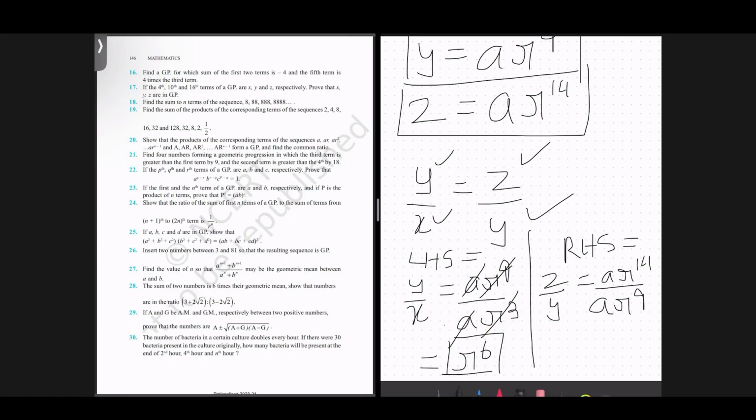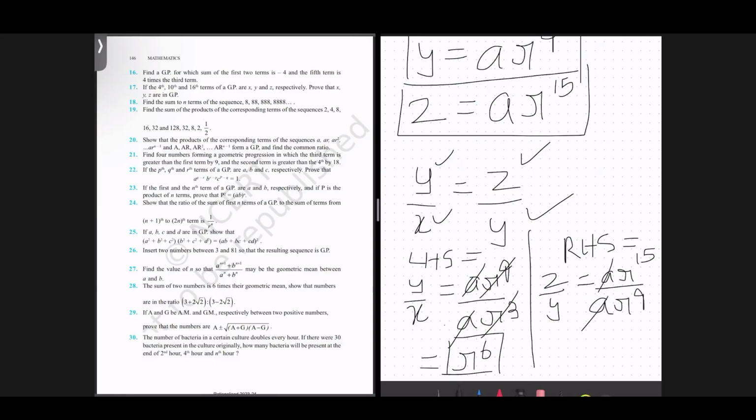Am I doing this correctly? Wait, I might have goofed up some. Okay. Also, sorry. Z is not a r raised to the power 14. It's actually a r raised to the power 15, because we have been told that Z is the 16th term of the GP, not the 15th term, right? So I wrote that by mistake. So this is going to be 15, right?